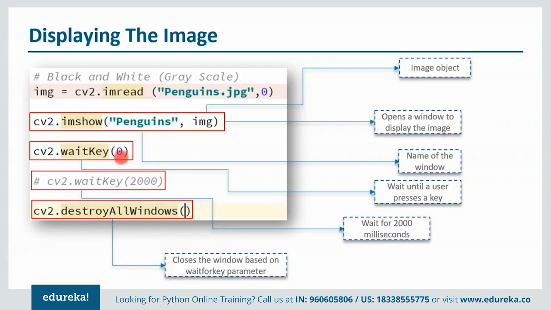So if it is 0, the moment any person presses any key, then all the windows will be destroyed. And if I've given certain parameters like 2000 milliseconds, then it will wait for 2000 milliseconds and it will automatically close the window. Let me just go ahead and open my PyCharm and I will show you there as well.